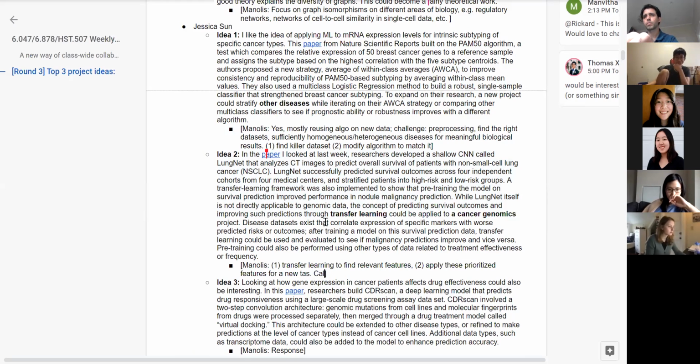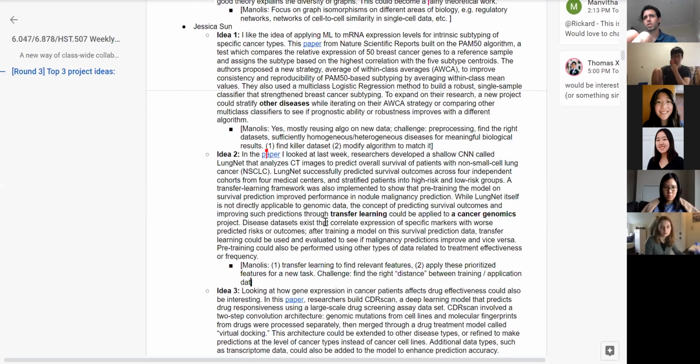The challenge is going to be basically the distance, finding the right distance between training and application. If you have the killer data set again, it'll be nice. Does that make sense, Jessica?